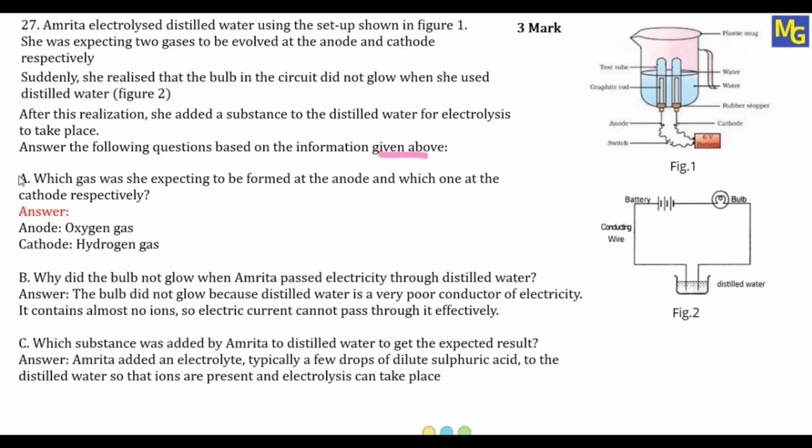So here we can see question number A. Which gas was she expecting to be formed at the anode and which one at the cathode respectively? So as in the first sentence, she has used distilled water here, and by using distilled water, she is doing electrolysis. Distilled water, water means what? It is H2O. And she is using this water and doing electrolysis. She is supplying the current and breaking the compound.